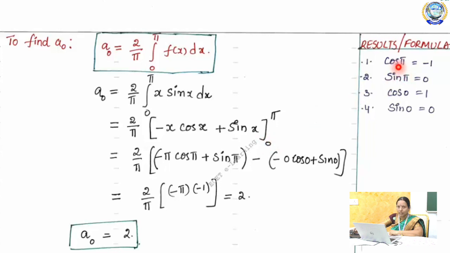You know the values. What is cos pi? Yes, minus 1. Sin pi, 0. Cos 0, 1. Sin 0, 0. Just substitute these values here. We get minus pi into minus 1 plus 0 minus 0. Finally, after cancellation of pi, we got 2. So your a naught value is 2. What we obtain? A naught equals 2.